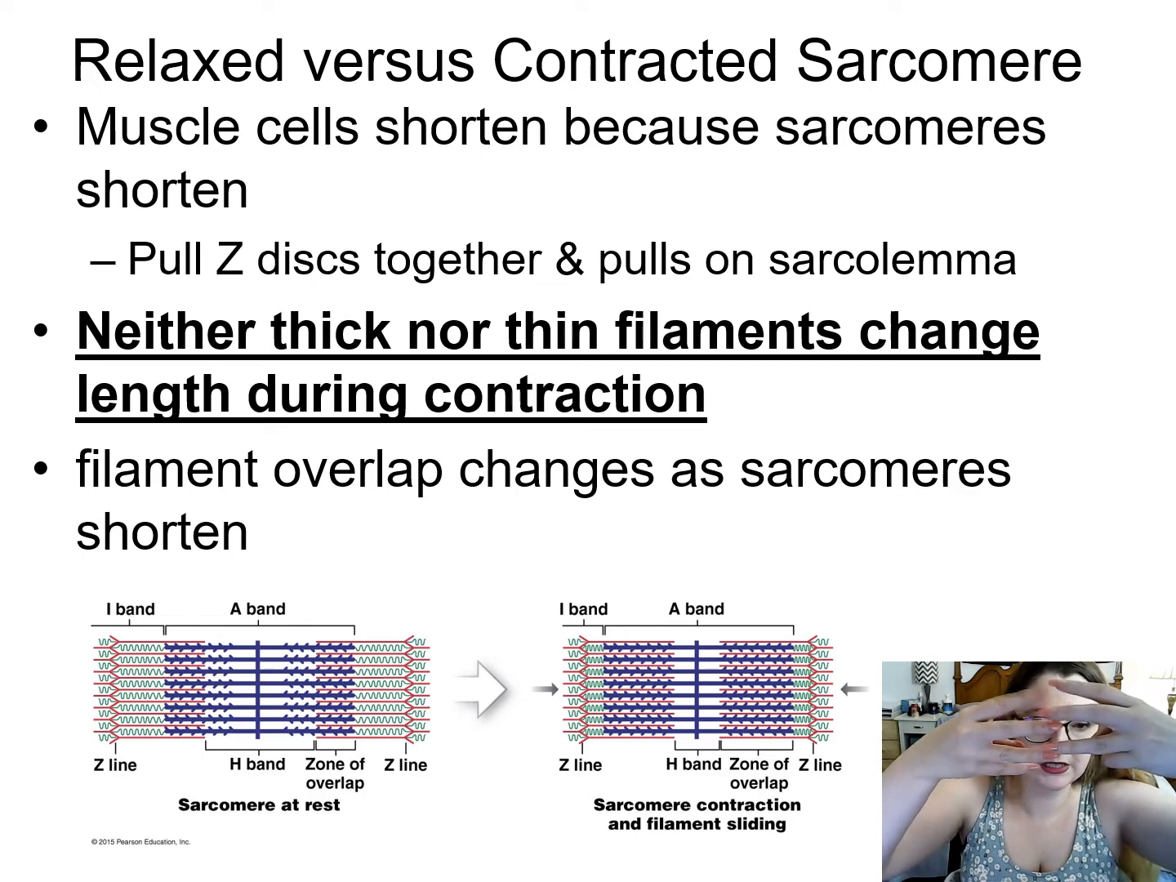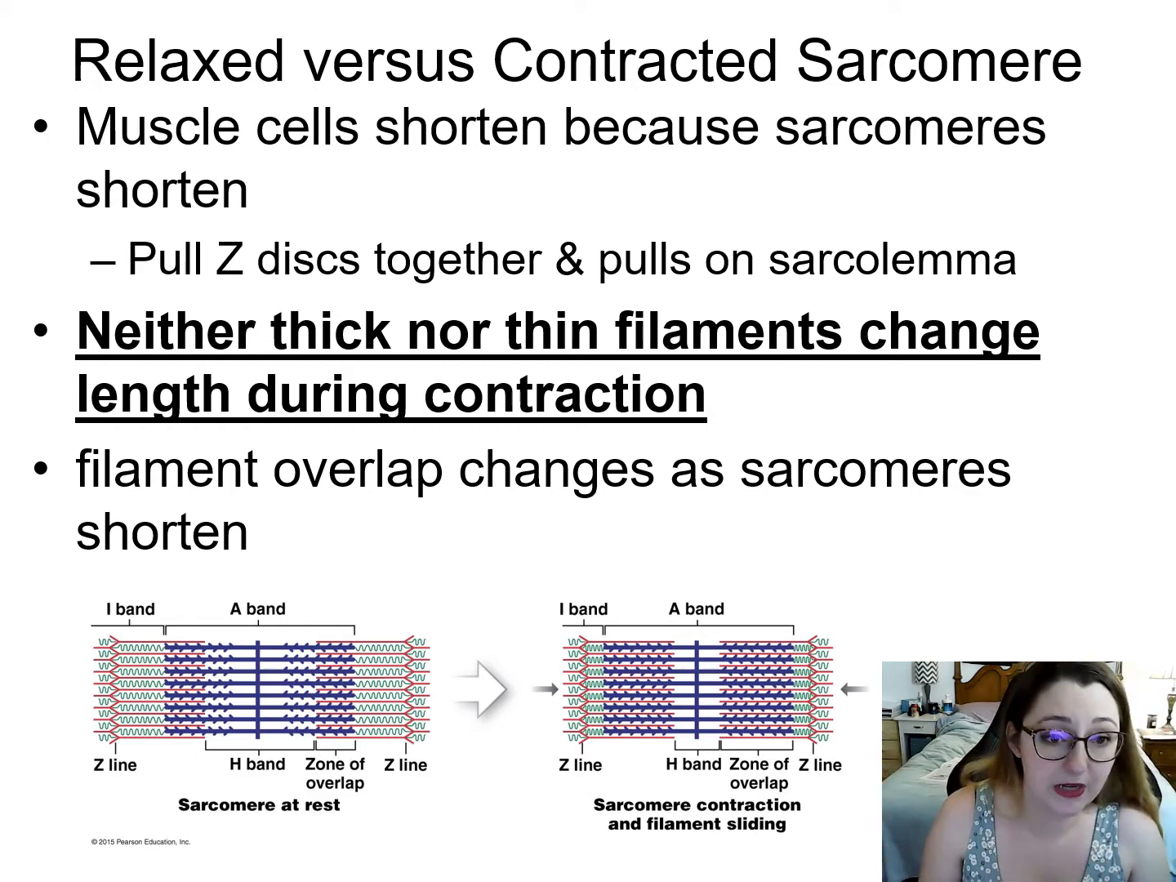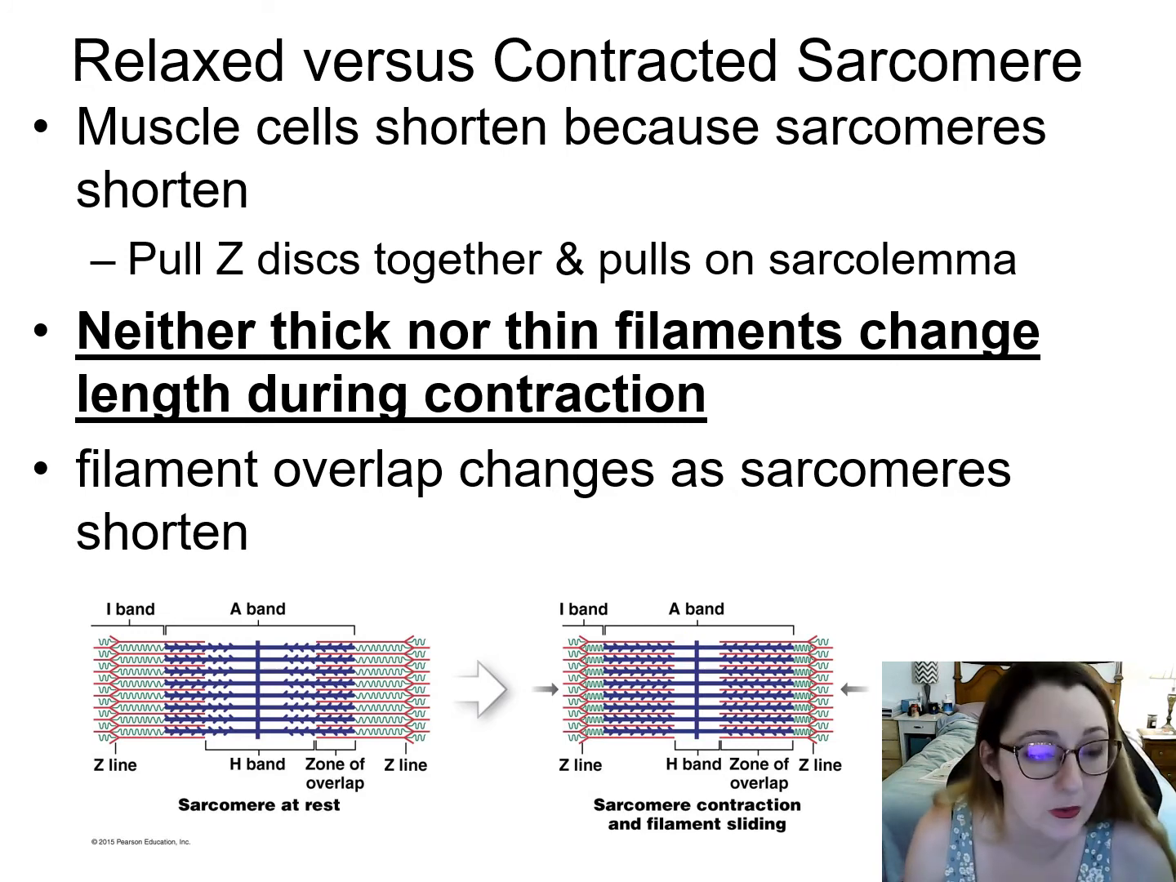So you'll notice that the filaments do not change length during the contraction. The Z discs are just going to move closer together during a contraction and then move apart once they are relaxed. And that's going to happen once we have those active sites free of tropomyosin, and then we can have that binding of actin and myosin.